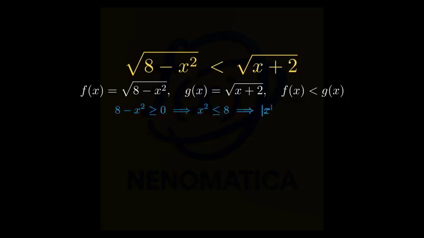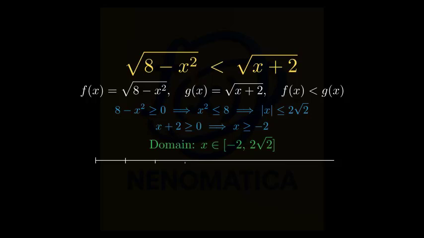Step 1. Domain conditions. Each square root needs a non-negative radicand. From 8 minus x squared greater or equal to 0, we get the absolute value of x less or equal to 2 root 2. From x plus 2 greater or equal to 0, we get x greater or equal to negative 2. Intersecting these gives x in the closed interval from negative 2 to 2 root 2.